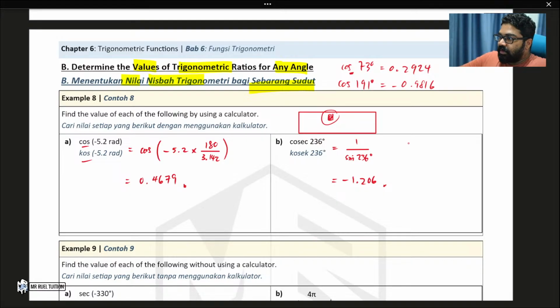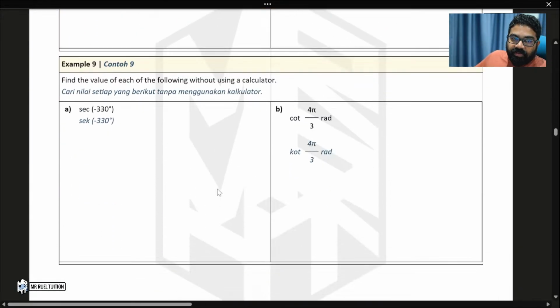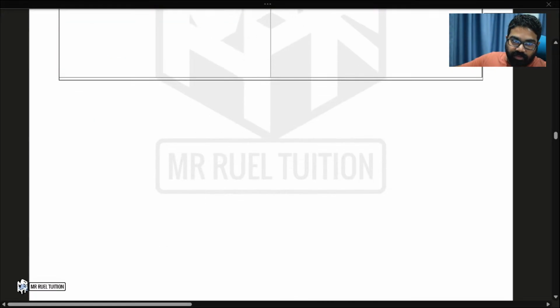Okay, this is by using a calculator. How do we find the value without using a calculator? So this one, of course, only involves special angles. Remember your special angles. So you have to remember two things, class. From mathematics we have already learned. In maths also you learned, right?